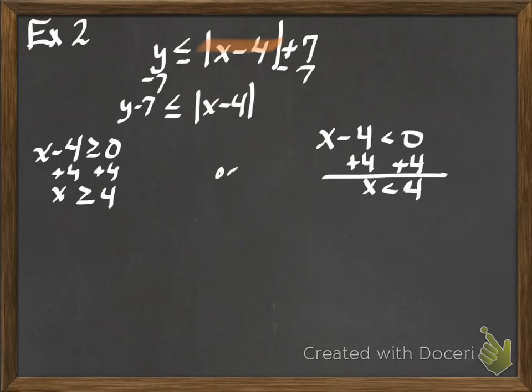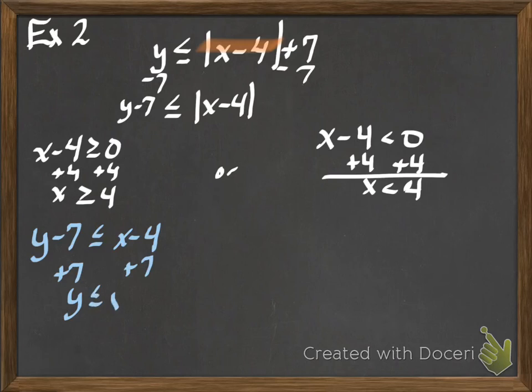On the first side, we have y minus 7 is less than or equal to x minus 4. I am going to add 7 to both sides. And so y is less than or equal to x plus 3.